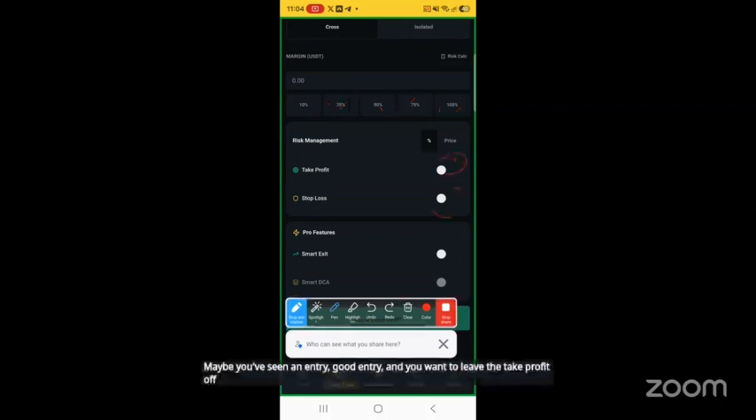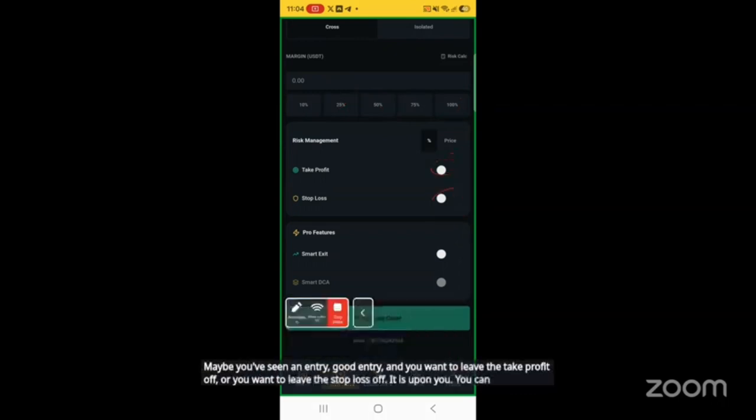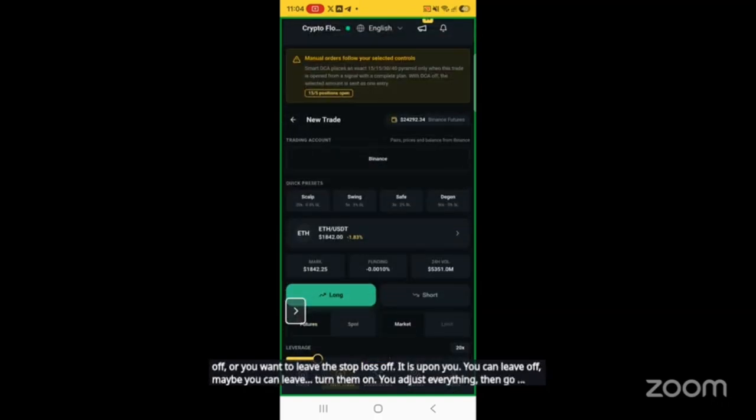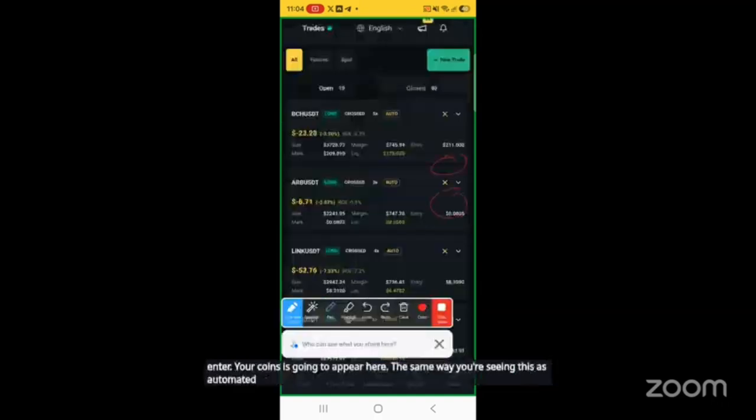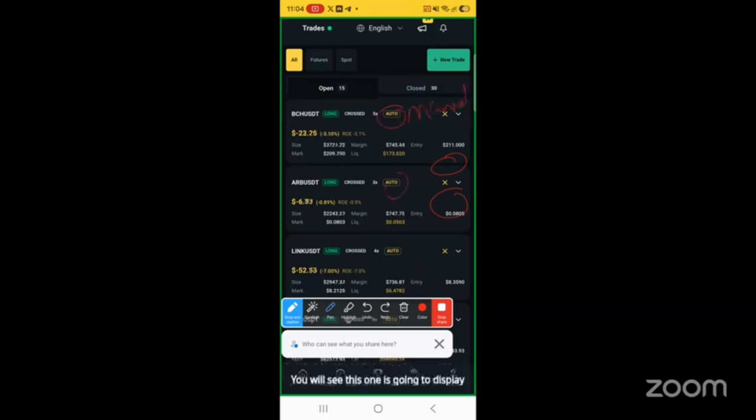You want to leave the stop loss off. It is up to you. You can leave them off, or you can turn them on. You adjust everything, then go ahead and enter. Your coin is going to appear here. The same way you're seeing this one as automated, or auto, this one is going to display manual.